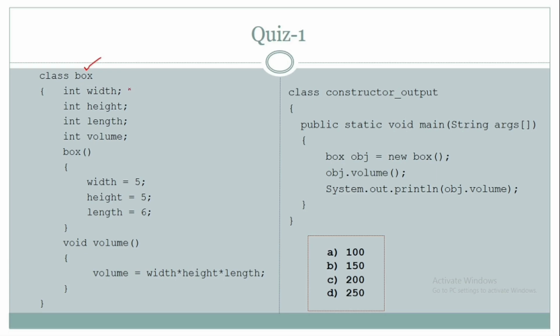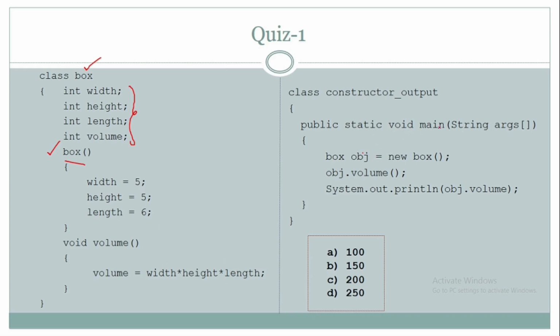Here is the class Box, and here are the four instance variables, and this is a constructor. As you can see, the constructor name is the same as the class name. A constructor doesn't have any return type, and the use of a constructor is to initialize the data members of an object. A constructor is called automatically when an object is created. Here is a method that calculates the volume: width into height into length.